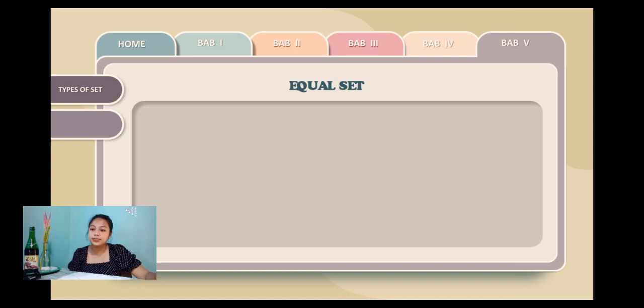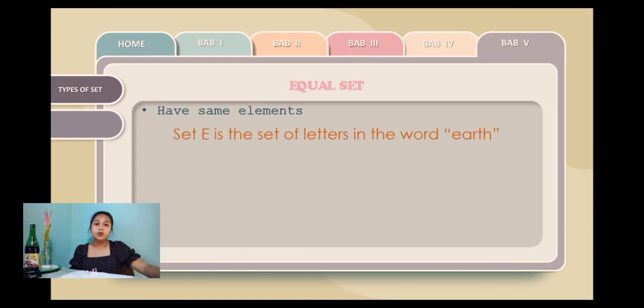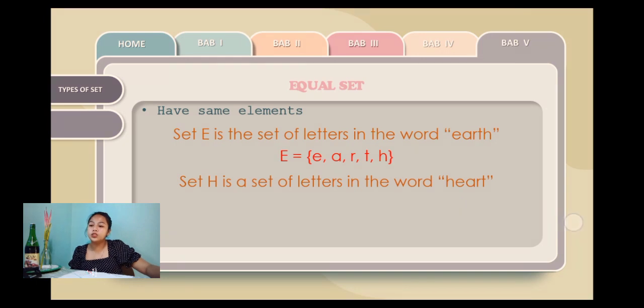Next is equal sets. Equal sets have the same elements. So, the word equal means these sets have the same elements. For example, set E is the set of letters in the word earth. So, we have here set E is equal to EARTH. And then set H is the set of letters in the word heart. Set H is equal to HEART.